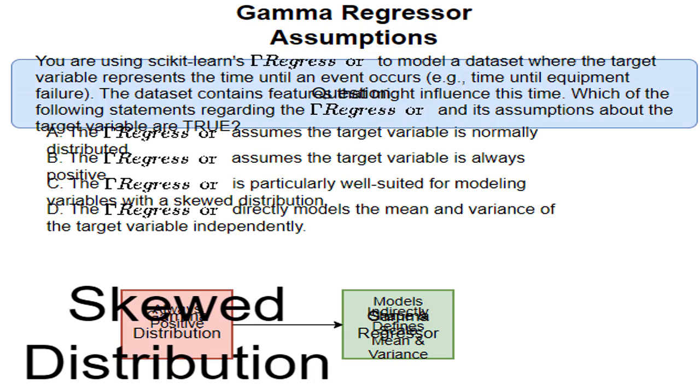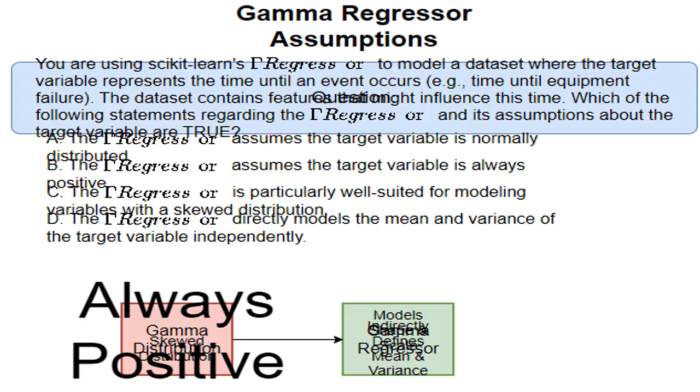The GammaRegressor doesn't directly predict the mean and variance. Instead, it works with two parameters, shape and scale. These parameters define the shape of the gamma distribution, which indirectly determine the mean and variance of your data. It's a bit like building with Legos. You work with the individual bricks, shape and scale, rather than trying to build the whole thing directly.